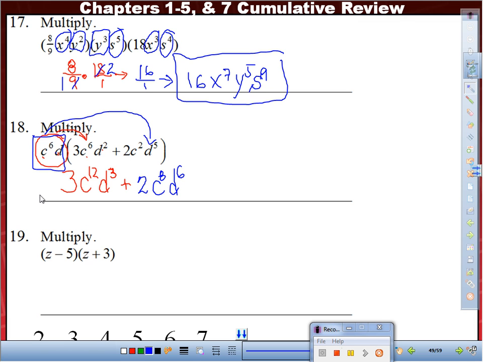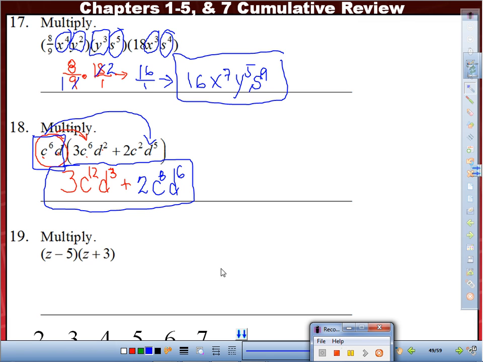Okay, let's look at it. Can we combine this term with this term? No, because even though they have the same variables, they need to have the exact same exponents in order to combine the coefficients. So from there, I am done.